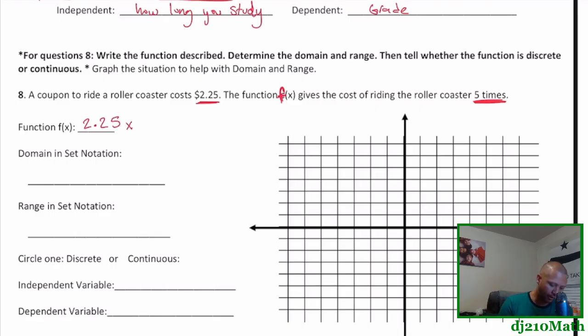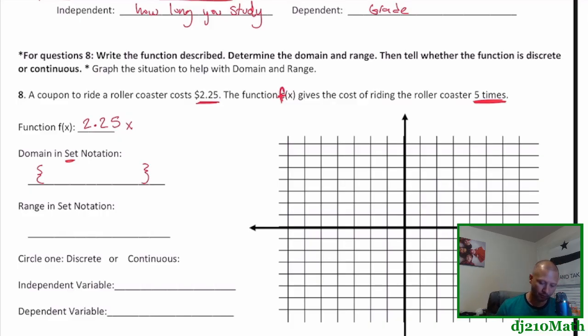All right, domain and set notation. So curly bracket. Now, this is saying that you can ride the roller coaster 5 times.